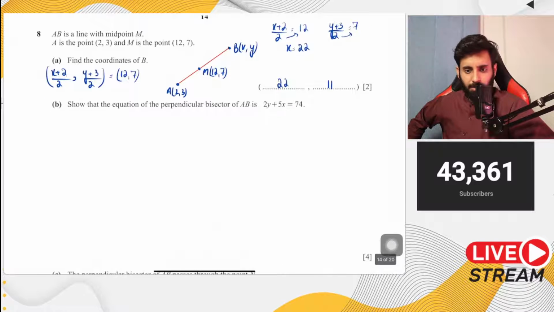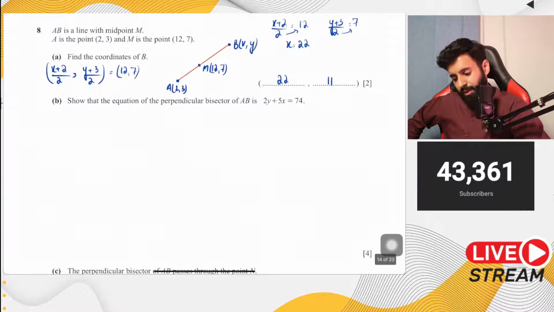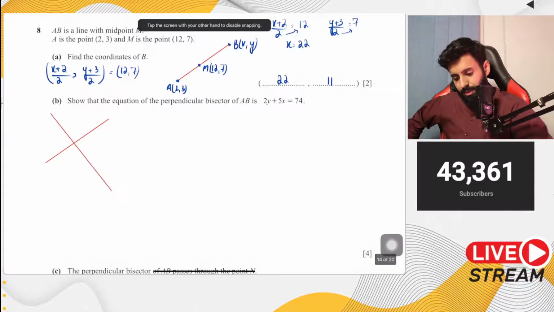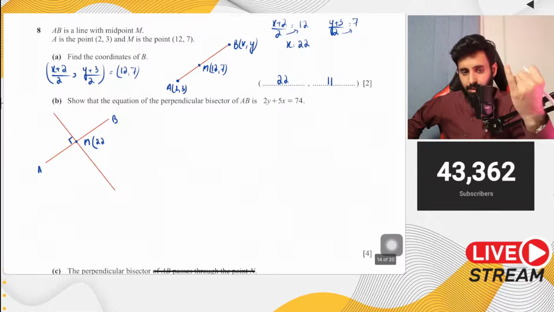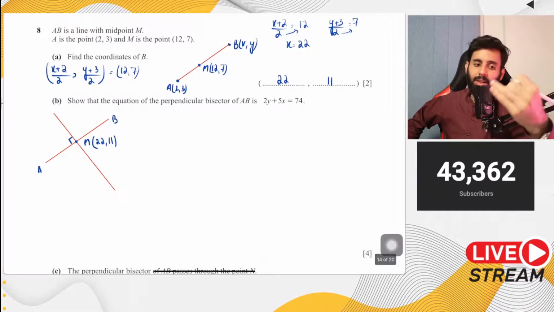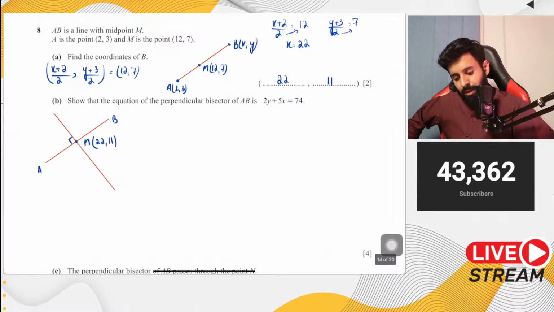Show that the equation of the perpendicular bisector of AB is 2y plus 5x equals 74. So how do you find the equation of a perpendicular bisector? You first find the gradient using the points A and B, and then you take the negative reciprocal of it, and a perpendicular bisector passes through the midpoint. It's a line that's perpendicular and bisecting. Bisecting means cutting it into half. So let's find the gradient using AB.